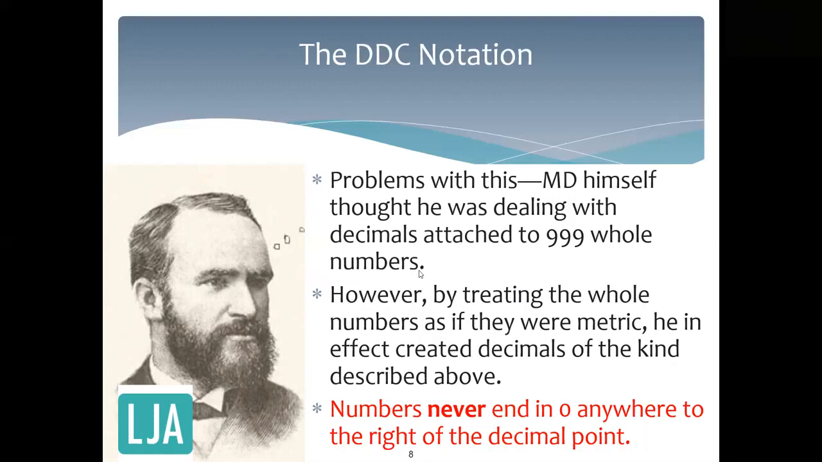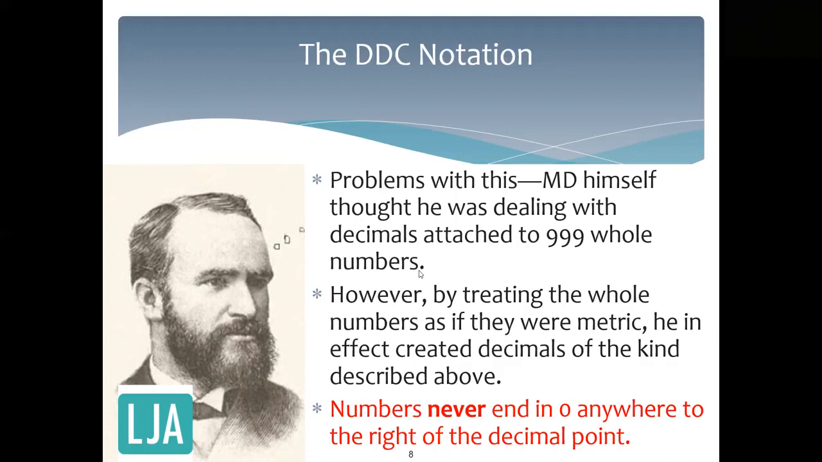Dewey, and this is the confusing thing, and I think where we kind of deviate from where Dewey thought he was. So Dewey himself seems to have thought that he was dealing with decimals attached to 999 whole numbers. So he's looking at it in terms of a whole number and then a decimal point. So he was sort of treating them like metric.